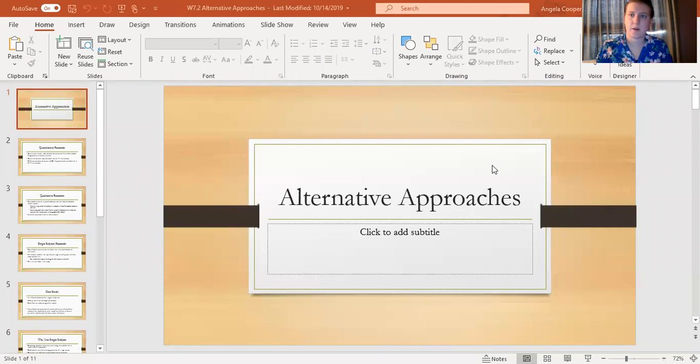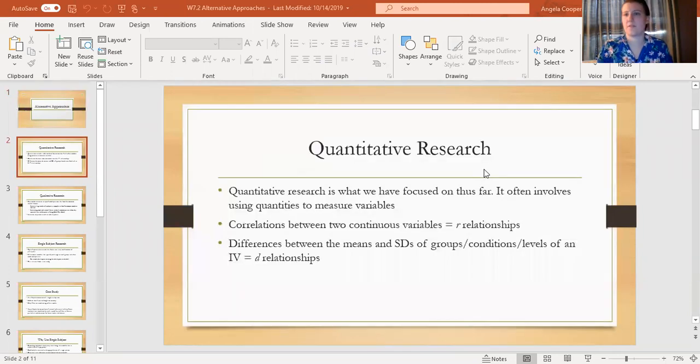Hello, and welcome to the lecture on alternative approaches in psychological research. We're familiar with the approaches we've discussed so far: our quasi experiments, our correlational studies, and our true experiments. There are different types of approaches to research.